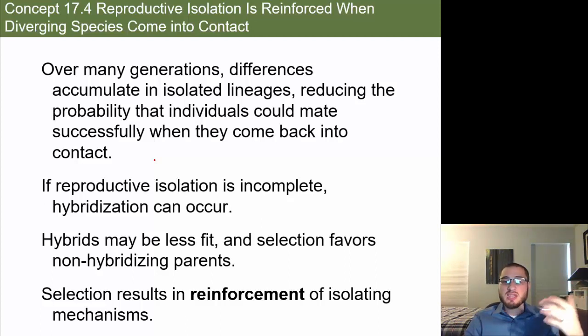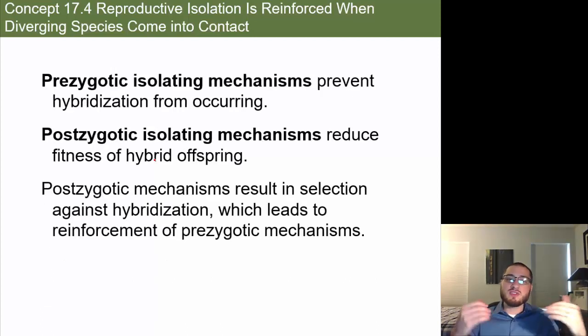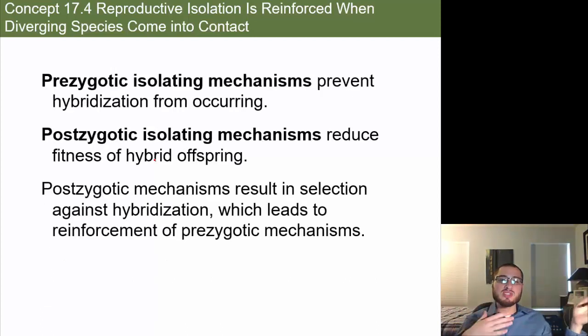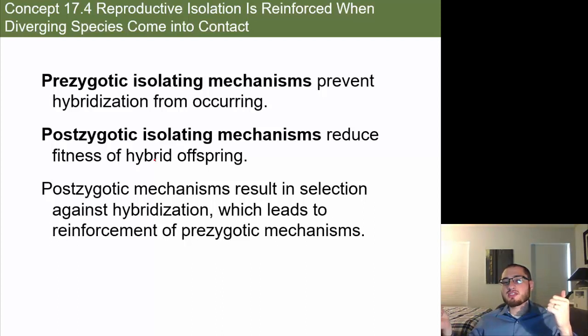So reproductive isolation is incomplete. If it's incomplete, hybridization can occur, and hybrids may be less fit, and selection favors non-hybridizing parents. So selection results in reinforcement of isolating mechanisms. And you have different types of isolating mechanisms: prezygotic isolating mechanisms, which prevent hybridization from occurring before the zygote is formed, or post-zygotic isolating mechanisms, which reduce the fitness of the hybrid offspring when the zygote is formed.